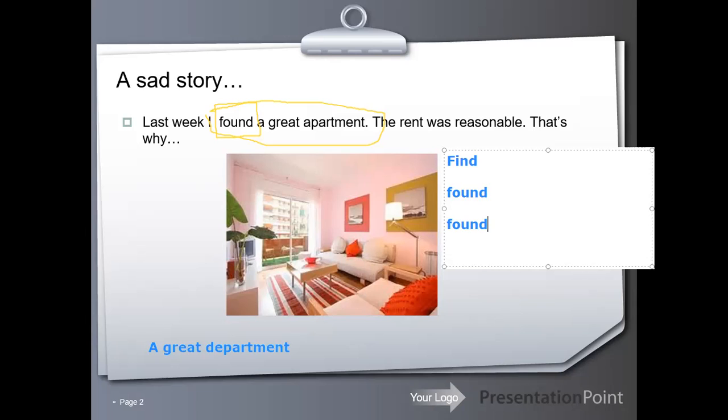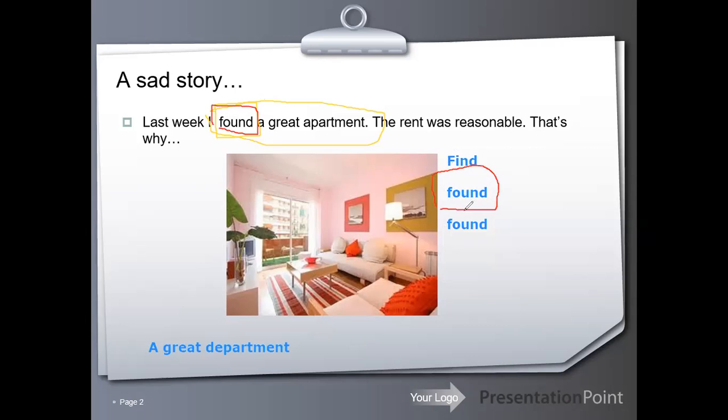All right. So, ahora, ¿comprenden por qué Michael dijo participio? Es similar, porque el pasado es igual que el pasado participio. Ok. Pero, ¿qué estructura tenemos acá? I found a great apartment. ¿Este found cuál es? ¿Es este o es el tercero? Porque ahí está la duda.